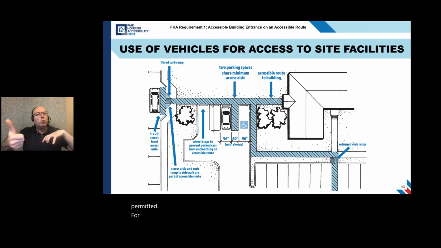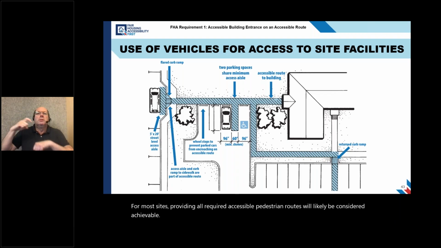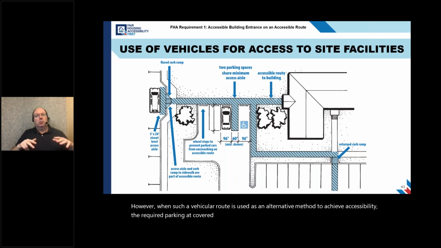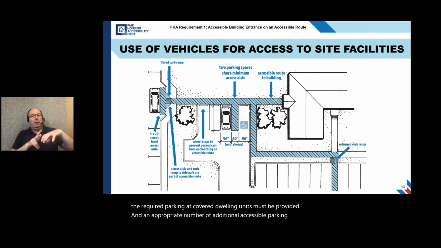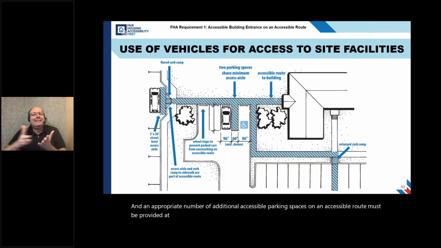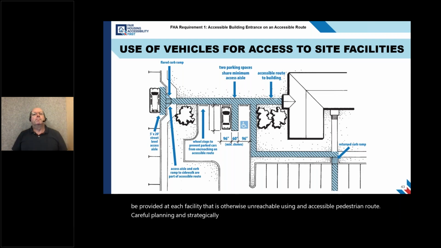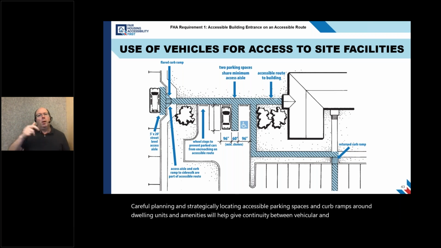For most sites, providing all required accessible pedestrian routes will likely be considered achievable. However, when such a vehicular route is used as an alternative method to achieve accessibility, the required parking at covered dwelling units must be provided, and an appropriate number of additional accessible parking spaces on an accessible route must be provided at each facility that is otherwise unreachable using an accessible pedestrian route. Careful planning and strategically locating accessible parking spaces and curb ramps around dwelling units and amenities will help give continuity between vehicular and pedestrian accessible routes.